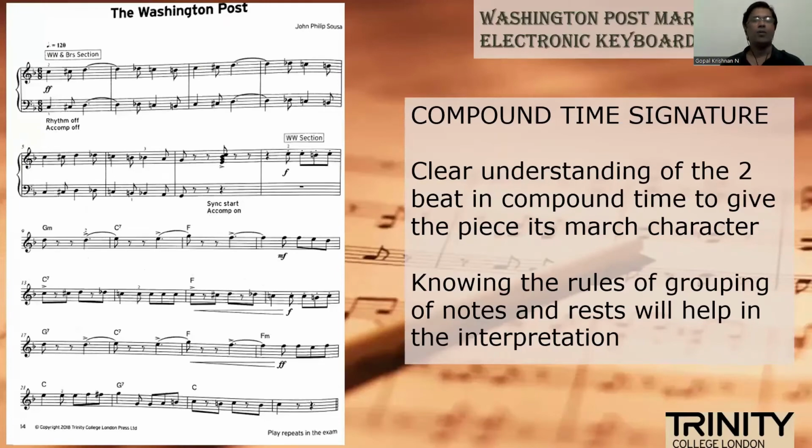Yes, the compound time signatures, as we all know, this is a 6/8, and it's a great understanding of how a 6/8 is built, the two dotted crotchet beats, and a clear understanding of the two beats in compound time to give the piece its march character, and how each beat is divided and how it is grouped, how a dotted crotchet is completed before we move on to the next one, where the grouping, where the beaming is involved, how a beat is to be completed.